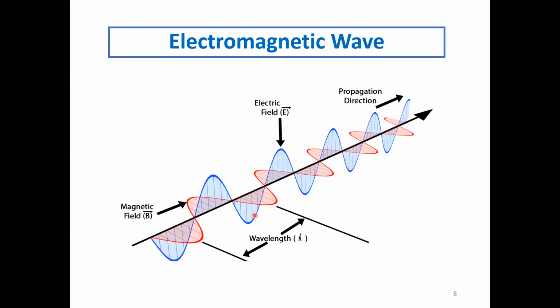As we know, what is the wavelength? The difference between two maximum points is known as the wavelength. So that is the wavelength.